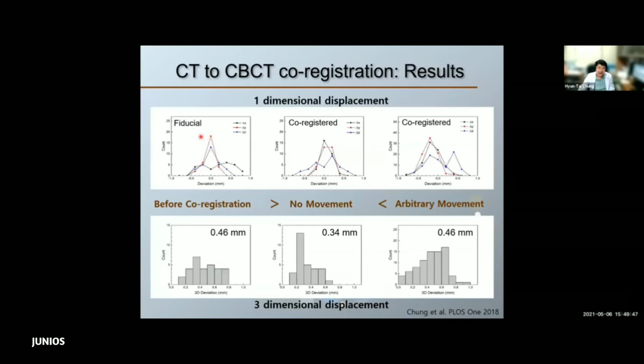And this is the result. The upper three are the one-dimensional display of delta X, delta Y, delta Z, and the lower three are the three-dimensional differences. Before I do anything, there was a 0.5 millimeter difference. After I corrected without movement, with the phantom fixed at the same position, the difference was reduced. But when I moved the phantom in an arbitrary way, with very unrealistically large movement, then the difference became the same as with the fiducial markers. So at least for phantoms with CT images, we can have the same accuracy with correlated images.